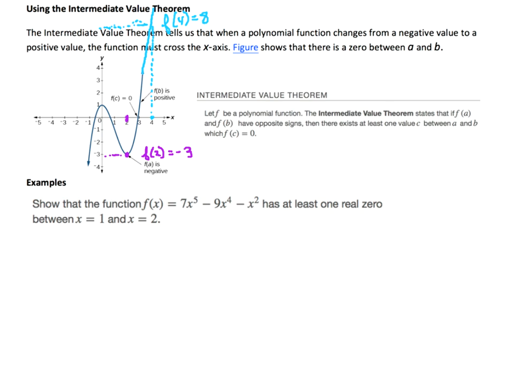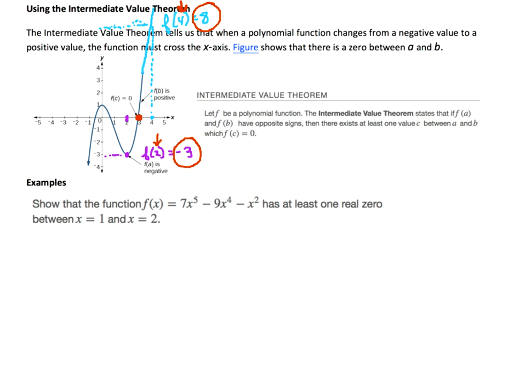Okay, so what the intermediate value theorem tells you is that when you plug in some x value, we'll call that a, and some x value, b, if your signs changed when you evaluated at those values, you had to cross over the x-axis. So basically, you're going from an output value of one sign to an output value of the other sign, which means you had to cross over the x-axis. That's why I say this is kind of just common sense.